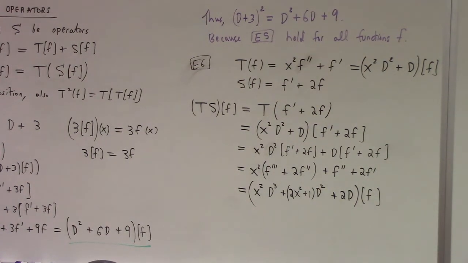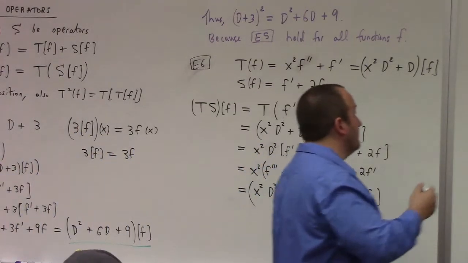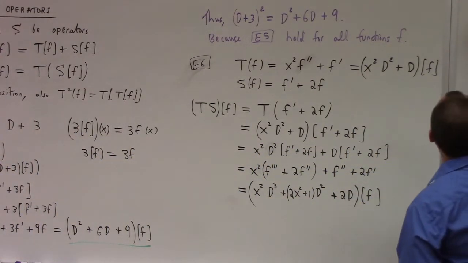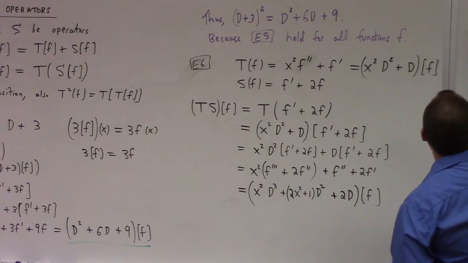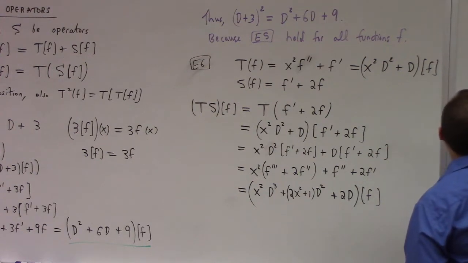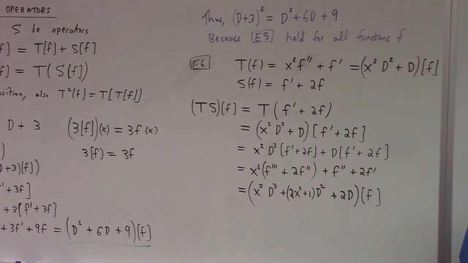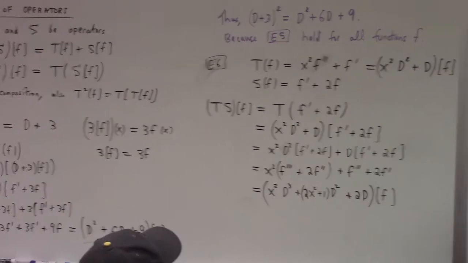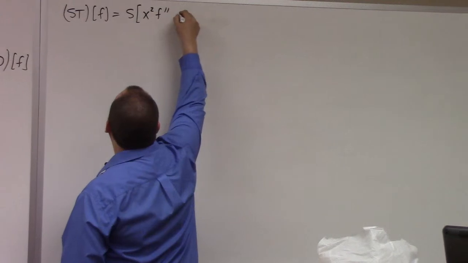I mean, this on its lonesome is not interesting. We're doing this to try to get used to the idea of composition of operators, okay? What happens when we do ST? That's more interesting. So TF is what? It is x squared f prime prime plus f prime, right?